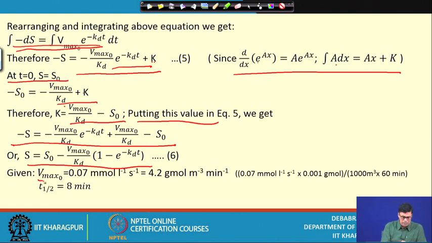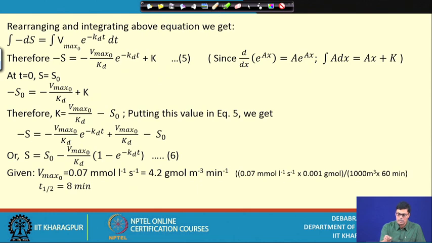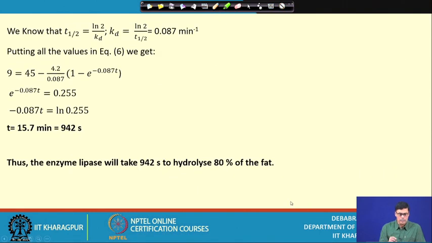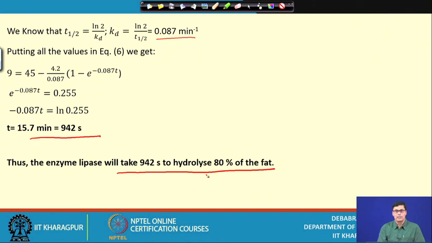Now in this given problem, the Vmax0 value is given, and the t half value is given. The KD value we shall have to find out, so that we can find how much substrate is converted. So t half equals 0.693 by KD, and KD will be equal to this value. Then if we put all these values in the previous equation, we can find the time required for this reaction, for 80% of the fat degradation. So our answer to this problem is that 942 seconds are required for the hydrolysis of 80% of fat.